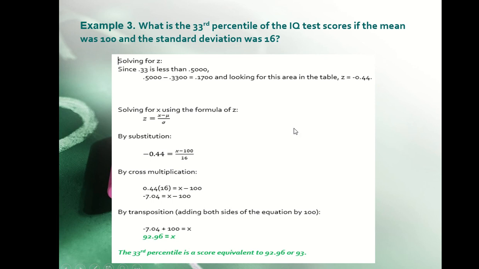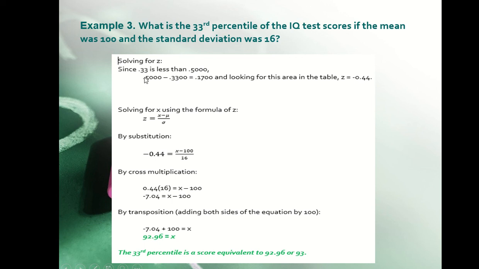Finally, what is the 33rd percentile of the IQ test scores? If the mean was 100, so given mean was 100, standard deviation was 16. Ang tanong, what is the 33rd percentile? Anong score ang equivalent ng 33rd percentile? So, again, kukunin natin yung 33rd percentile. Here, 33rd percentile is equal to 0.33, less than 0.5. So, we subtract that from 0.5. We obtain 0.1700. And using the table of values for Z, we locate that at 0.44.